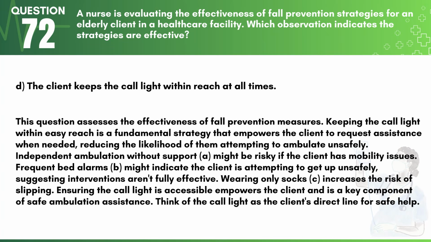Independent ambulation without support, A, might be risky if the client has mobility issues. Frequent bed alarms, B, might indicate the client is attempting to get up unsafely, suggesting interventions aren't fully effective. Wearing only socks, C, increases the risk of slipping. Ensuring the call light is accessible empowers the client and is a key component of safe ambulation assistance. Think of the call light as the client's direct line for safe help.